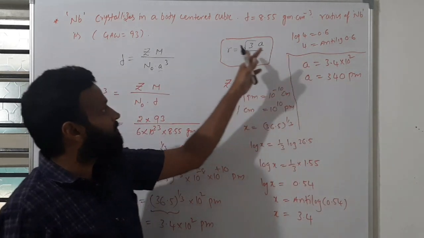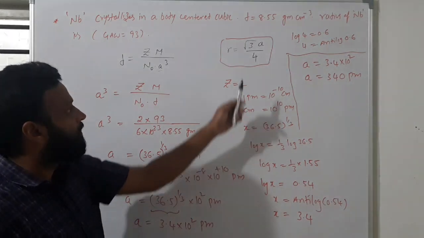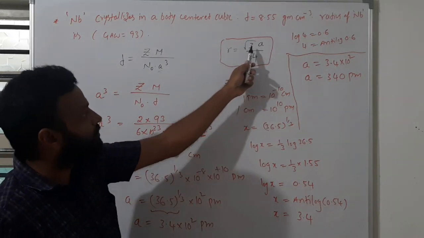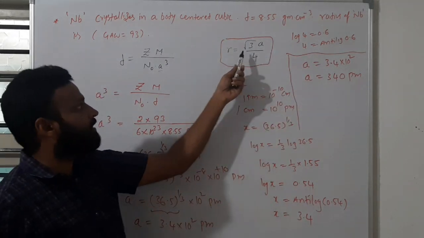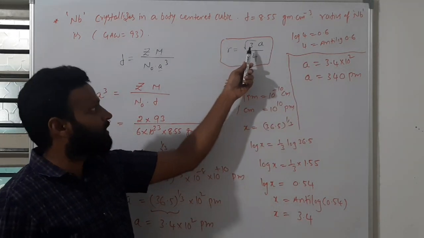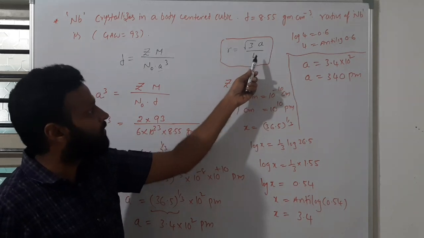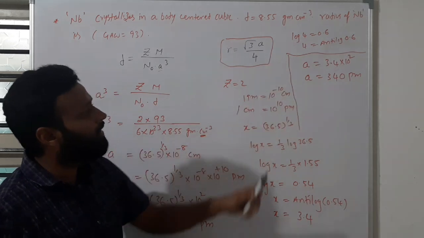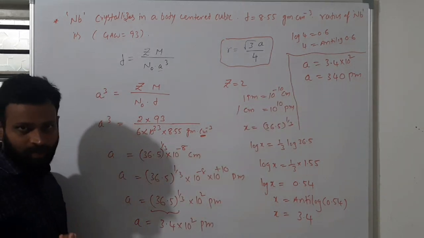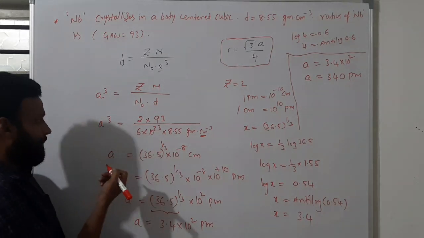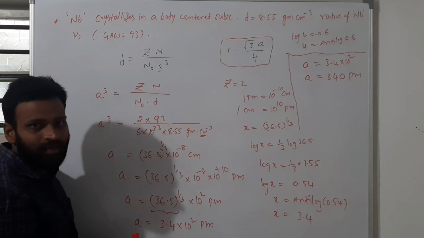So this I will substitute here so that I will get the radius. What is the radius formula? R is equal to root 3 A by 4. So this A you substitute here, and certainly you will get the radius. Root 3 means 1.7 something. So 1.7 into A, with A being 340, by 4. If you do that, you can easily get it. So that is how I explained how to get A, and I simplified this before. Nothing more is there.